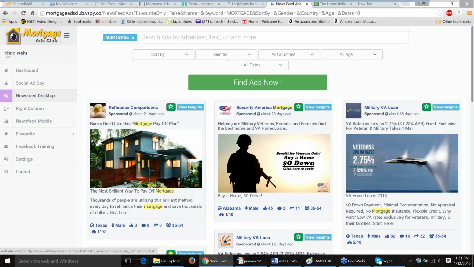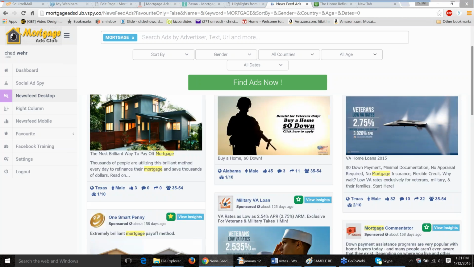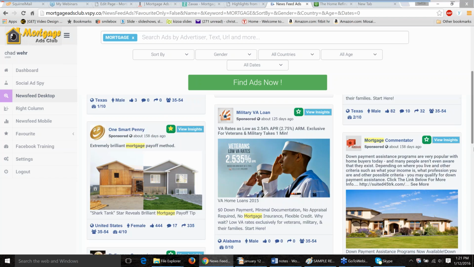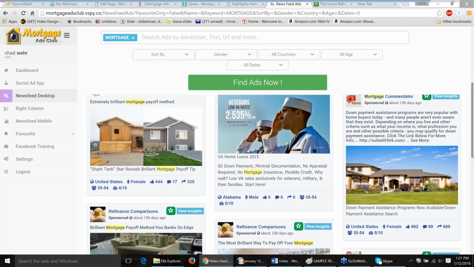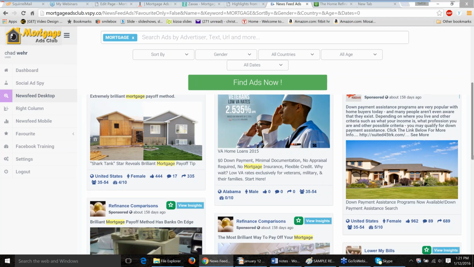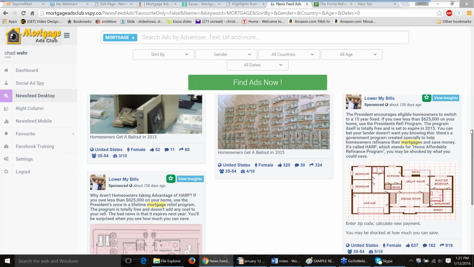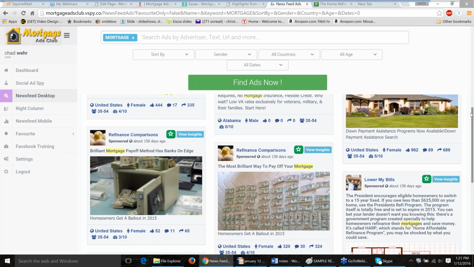So that's what I like about this, guys, is I can take a look and see what's being targeted. Okay, so right, down payment assistance programs. Okay. Now this one, check this one out here, the DPA program, the down payment. Oops, my mistake. Let me scroll back up. Oh, there's Lower My Bills. We can see what they're running. Now remember, guys, these are companies that will spend over $1 million a month on ads.